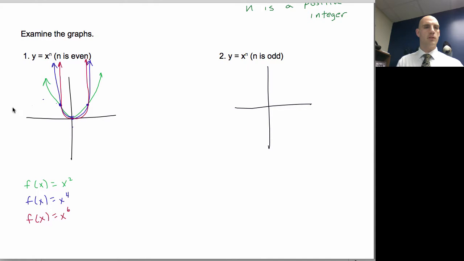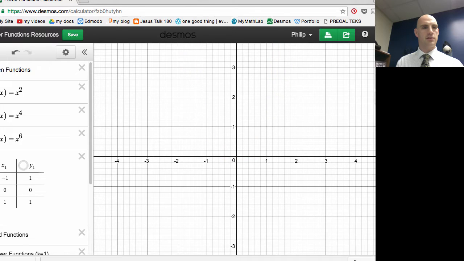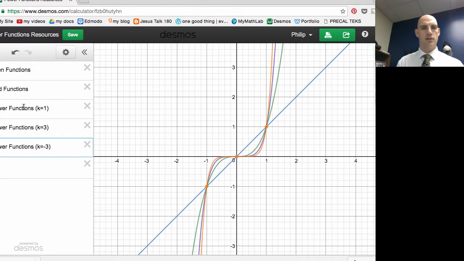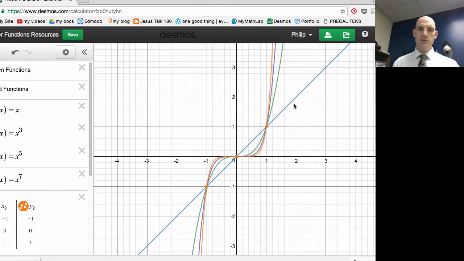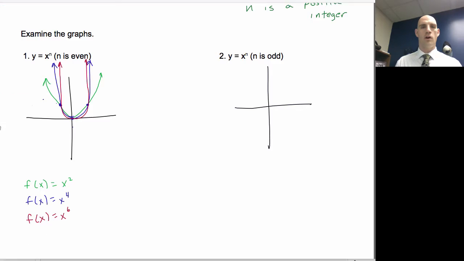So what are we looking at when we're looking at a family of these odd functions? I'm going to turn off all these even functions and turn on all the odd functions. Check out what I'm graphing here. I've got y equals x, that's my blue line. x to the third, which is the green line here. And I've got x to the fifth, which is my purple line, and x to the seventh, which is my orange line. Look, they're all going in the same general direction. And in a cool way, they all go through negative 1, negative 1, 0, 0, and 1, 1.